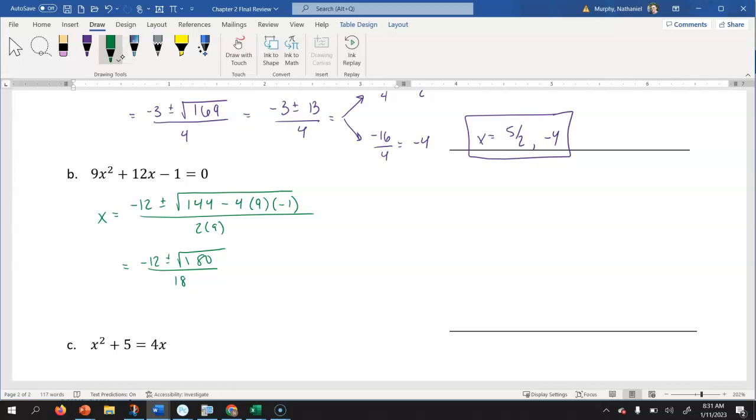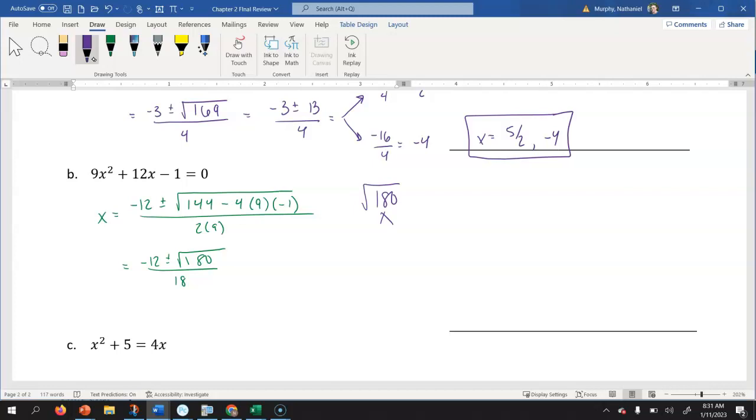Now we always need to simplify under the square root. If you type in the square root of 180, you're going to get a decimal. We want to have the exact answer, so we need to simplify the square root of 180. You just look for any two numbers that multiply together to be 180. You could start with 2 and 90, 3 and 60, even 6 and 30.